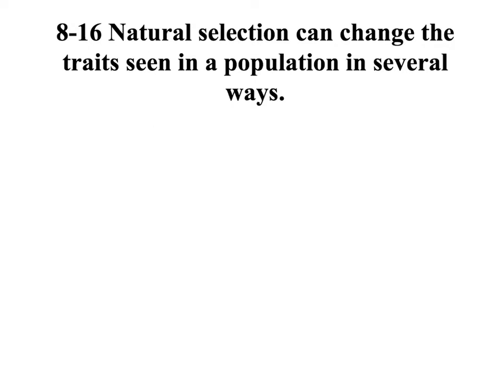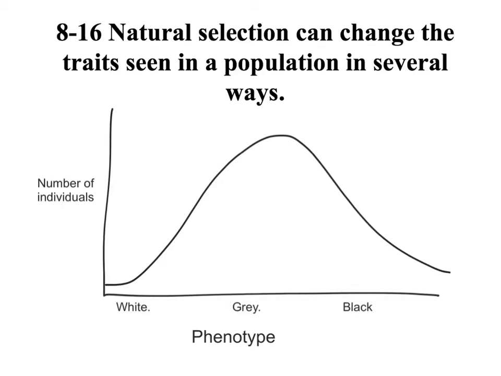The last thing with natural selection that we need to investigate are the patterns of natural selection. Natural selection can change the traits seen in a population in several ways. We are going to look at three patterns of natural selection. The first one is directional selection.